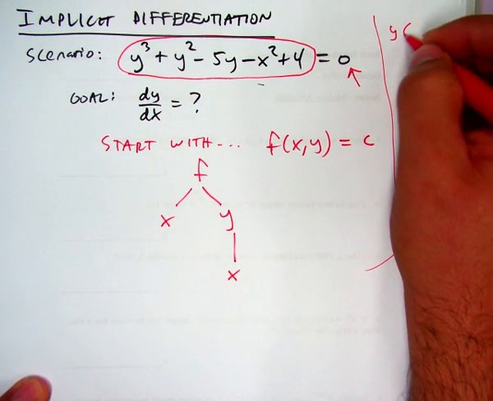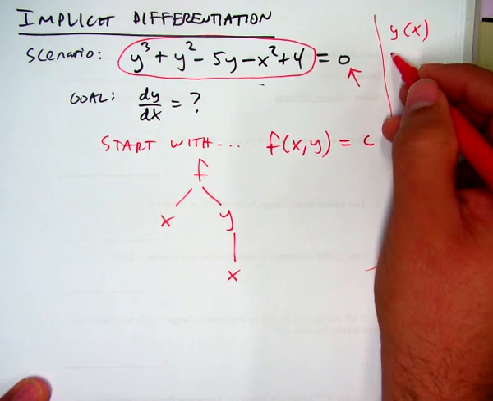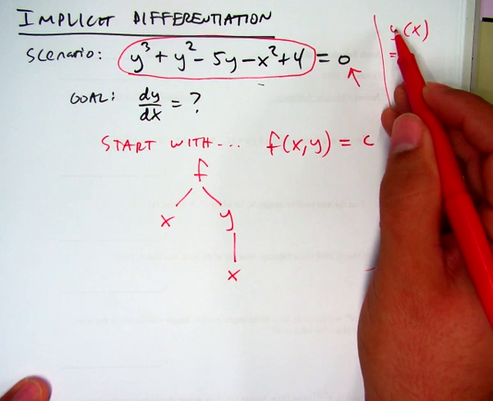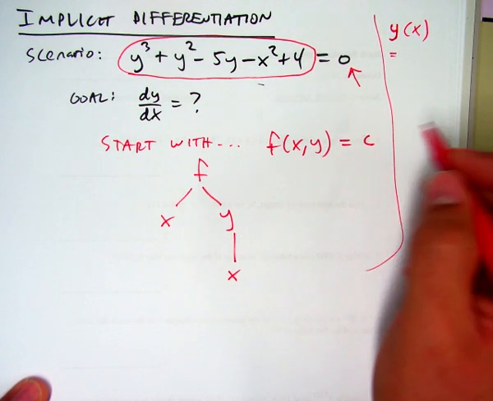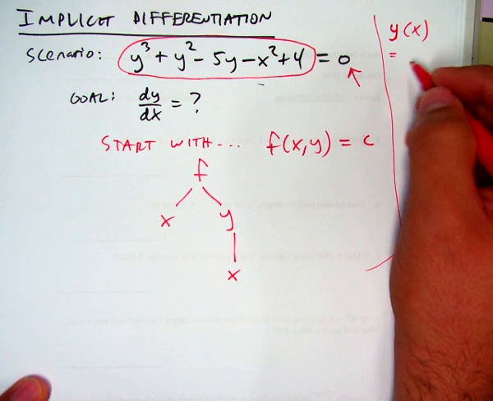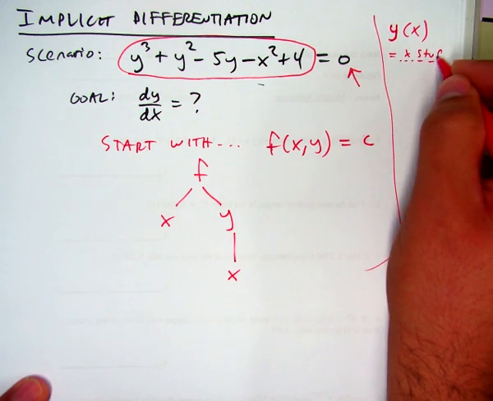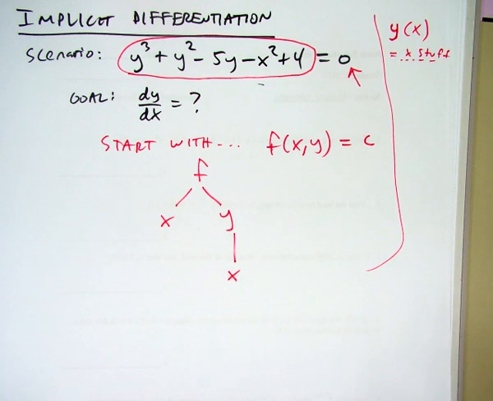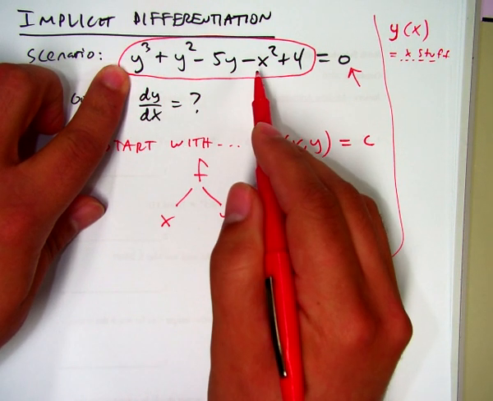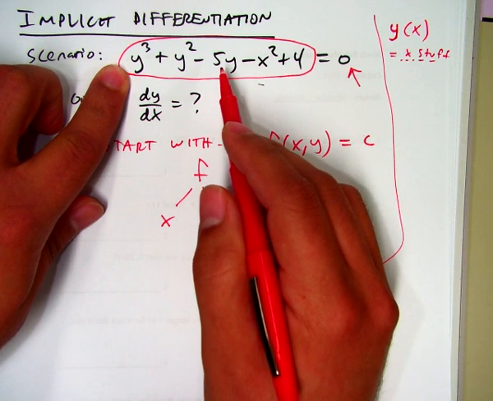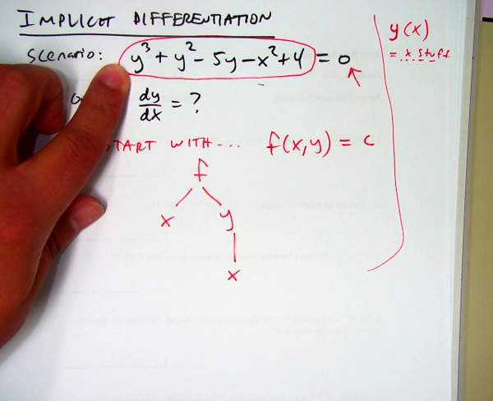Y is a dependent variable, right? Typically, we have functions defined in terms of x when we have y. If in fact we have y of x equals some stuff with x's, that means it's explicitly defined, right? Here, we have y's everywhere. We could try to rearrange the equation so that y would be isolated so that we can get an explicit equation for it, but we can't.